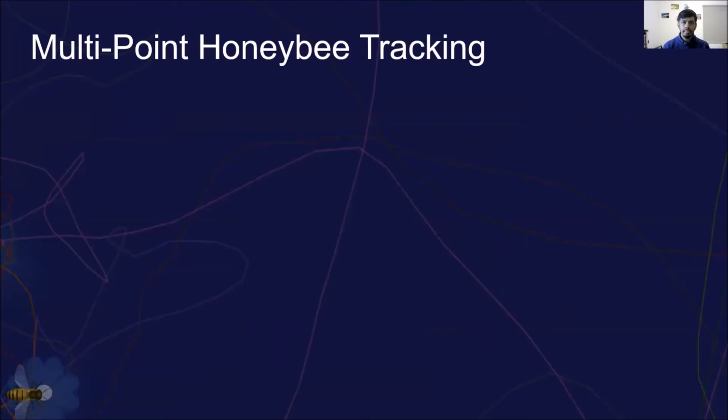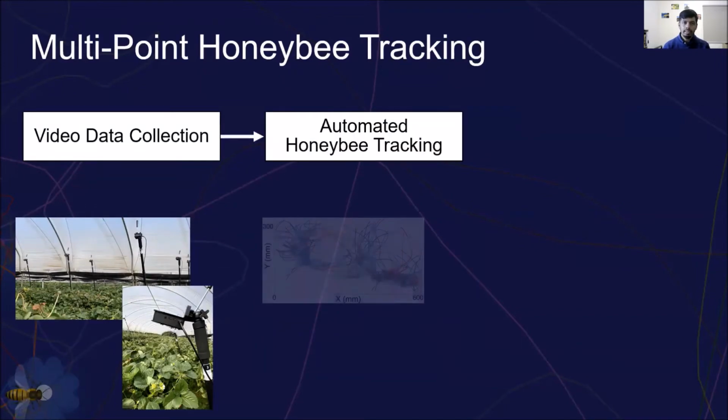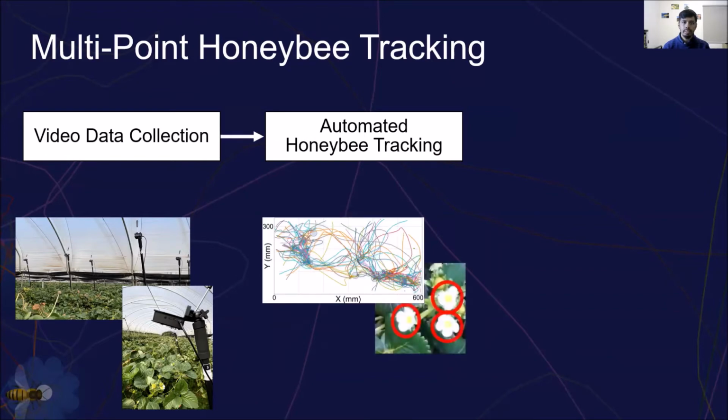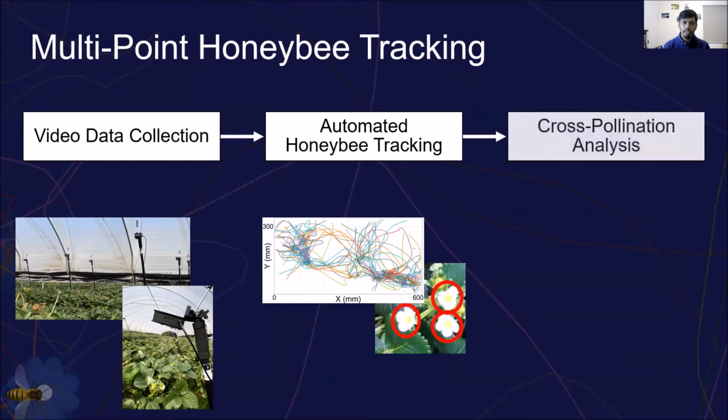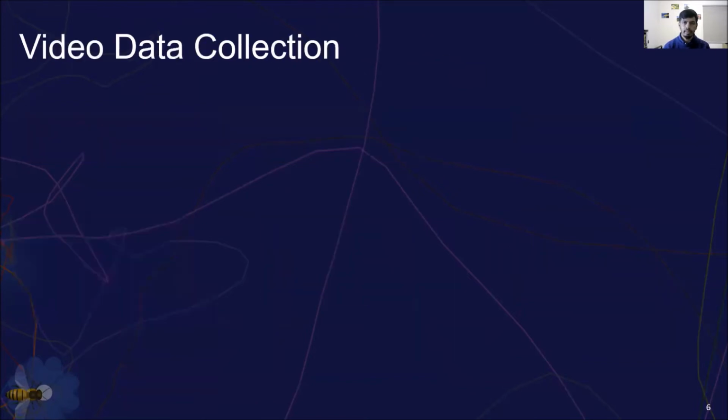So the multi-point tracking system consists of 3 stages. In the first stage, video data required for tracking are collected using camera units deployed in the farm. Next, these videos are automatically processed to extract honeybee movement tracks. And finally, these tracks are used to conduct different analysis related to pollination, including cross-pollination. Now I will present the details related to data collection.